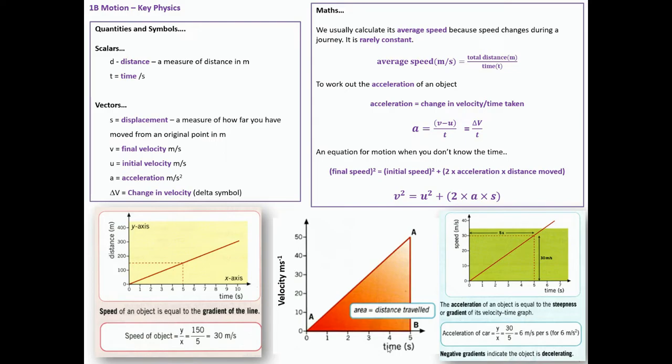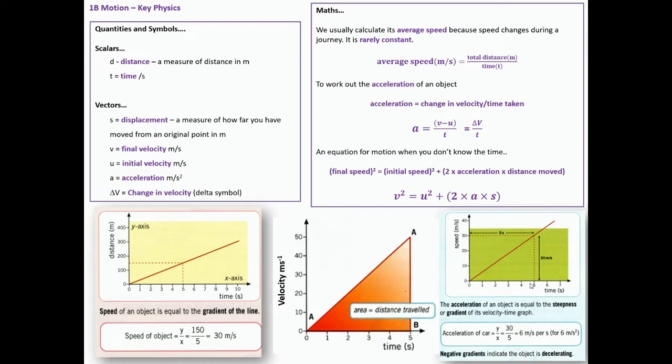We've also got a velocity time graph. If you have a velocity time graph, the area under the graph, so it could be a rectangle, could be a triangle, could be triangles and rectangles, is just the distance traveled. It's expected you could work out the area. In this case, it's 50 times 5 divided by 2, and that gives you the distance traveled.